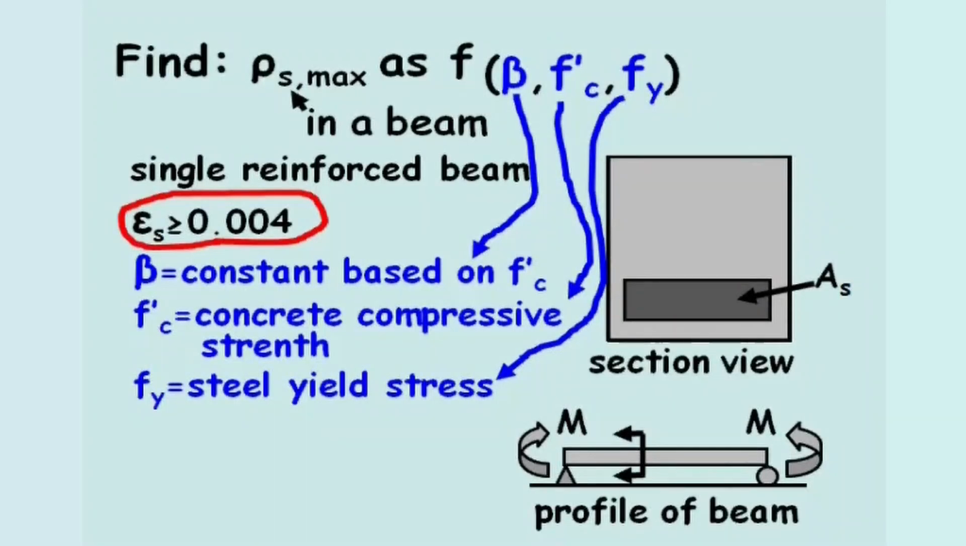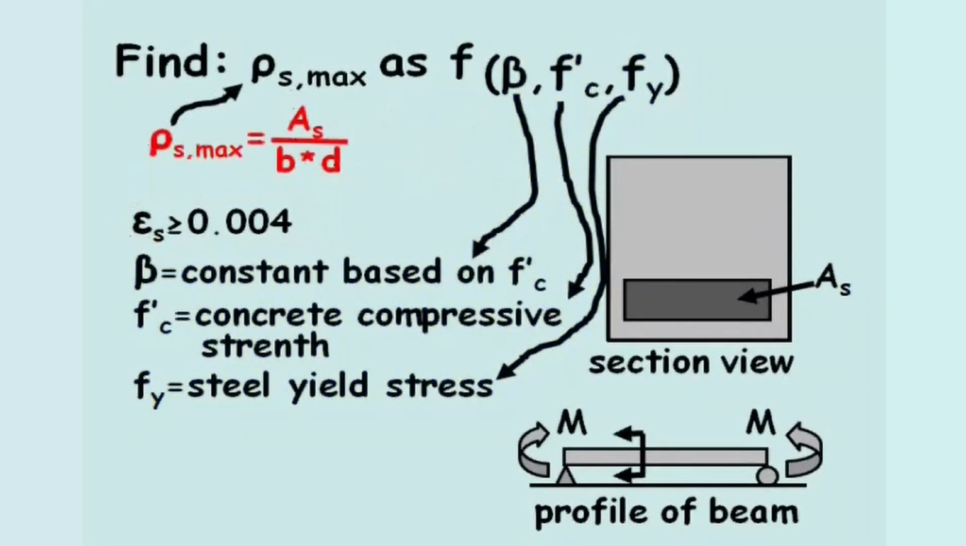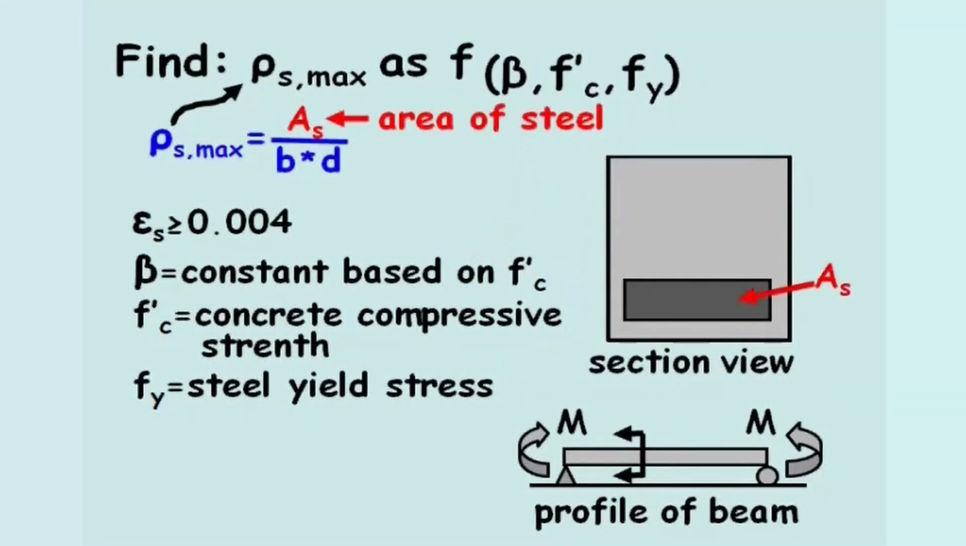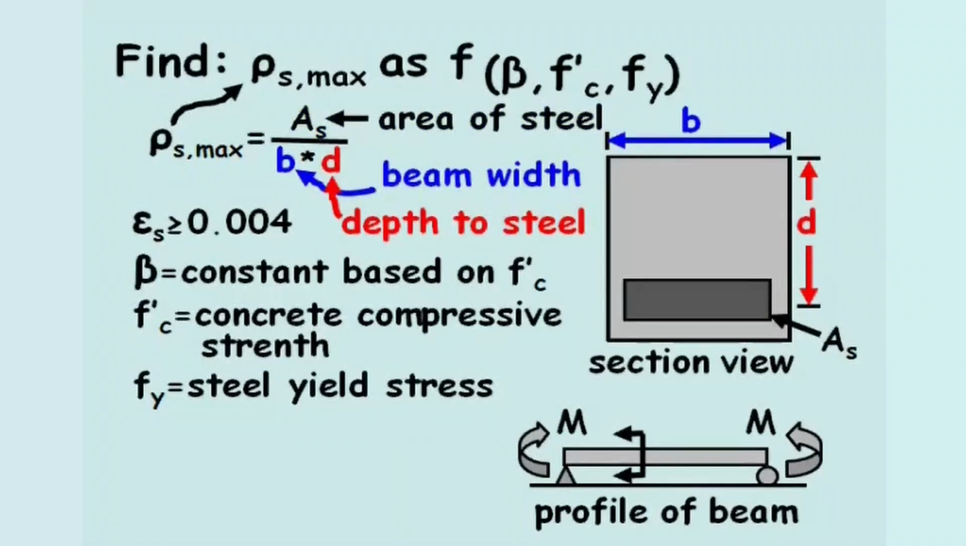This is a typical design requirement to ensure the tension steel in a beam yields. The equation for the steel ratio in a beam is the area of tension steel, As, divided by the quantity, the width of the beam, b, times the depth to steel, d. For this equation, we'll solve the area of steel term, As.